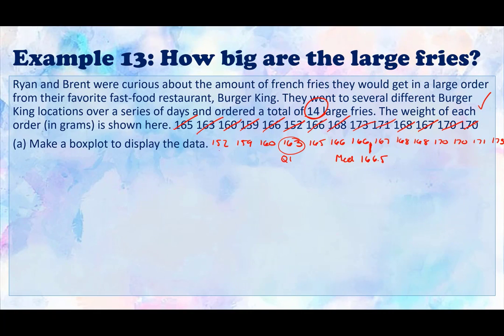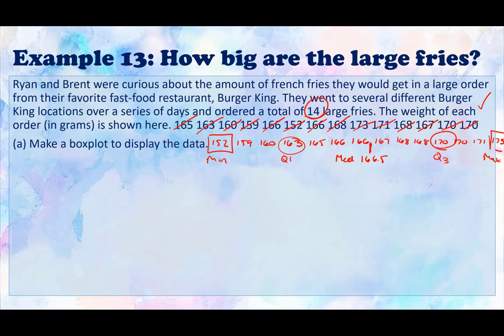Do you see how it's halfway between? We have 3 here, 3 there, and then we have this side over here. So we have 3 and then 3. So 170 is going to be our quartile 3. And just because I didn't mention it, this is going to be our minimum, and this is going to be our maximum. Okay, so now before we actually make our box plot, we have to check for any possible outliers.